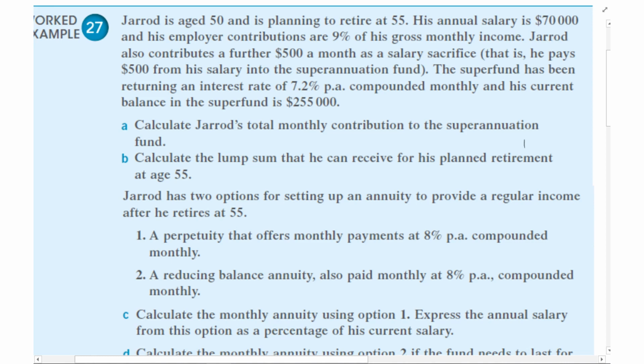Jared also contributes a further $500 a month as a salary sacrifice, and he pays these from his salary into his super fund. Usually that means you do it before tax. The super fund has been returning an interest rate of 7.2% per annum, compounded monthly, and his current balance in the super fund is $255,000.